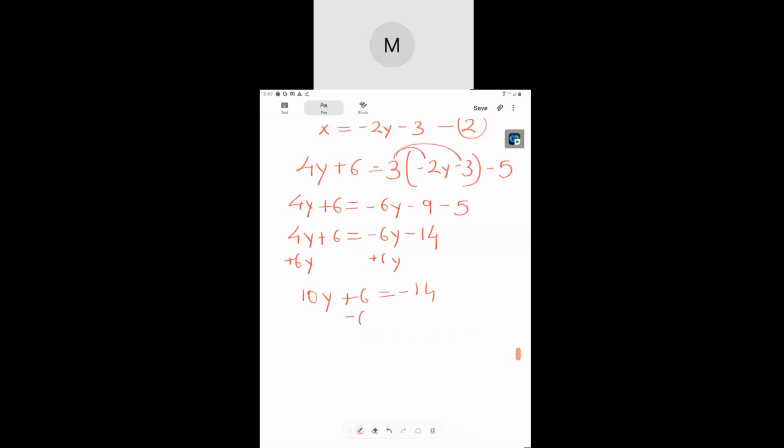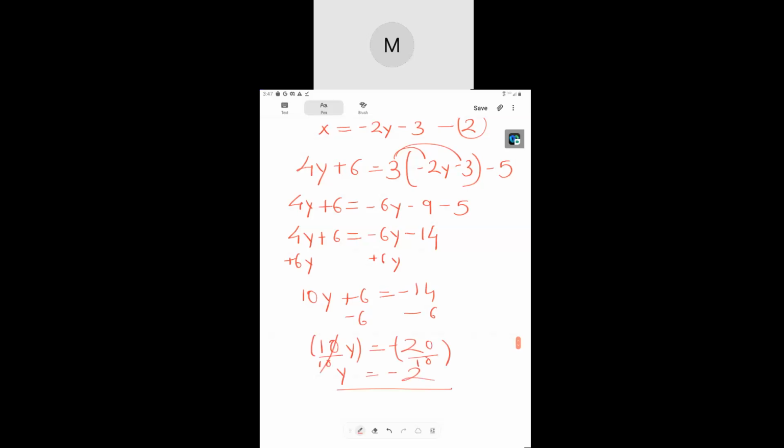Subtract the 6 out on both sides. I'm left with 10y is equal to negative 20. Negative 14 minus 6 is negative 20. And I get y is equal to negative 2 because I divide out the 10, and then I divide the 10 here as well. All right, so we're now left with y is equal to negative 2.